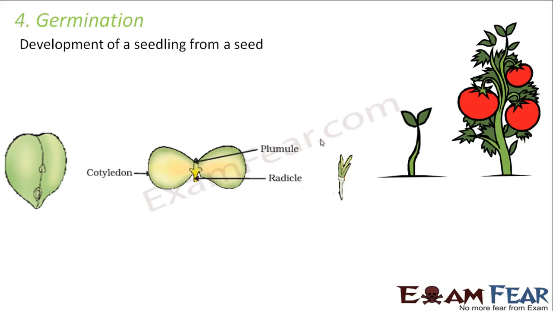Now when you look at the embryo which is present inside the seed, this embryo remains dormant for a long time. Only under favorable conditions does it form a seedling, and then the seedling turns into a plant. So favorable condition is very, very important for the process of germination. So I hope that now you understand how the process of sexual reproduction takes place in angiosperms.